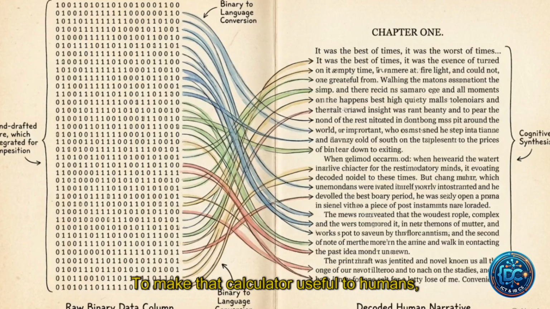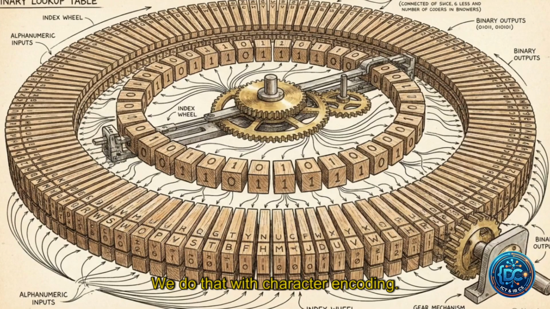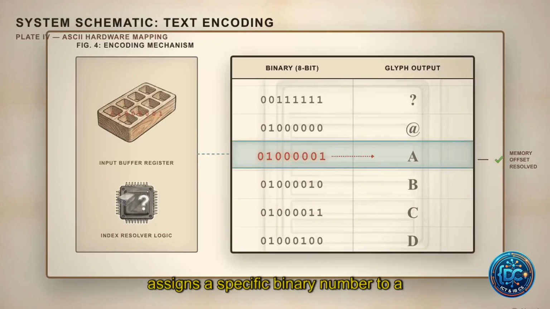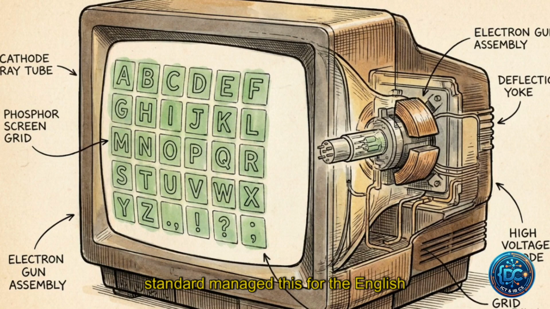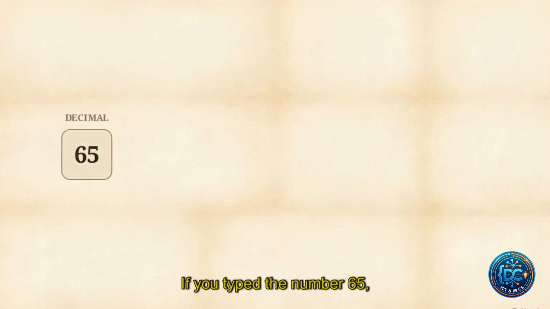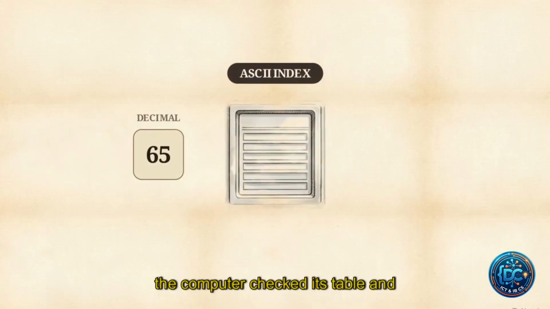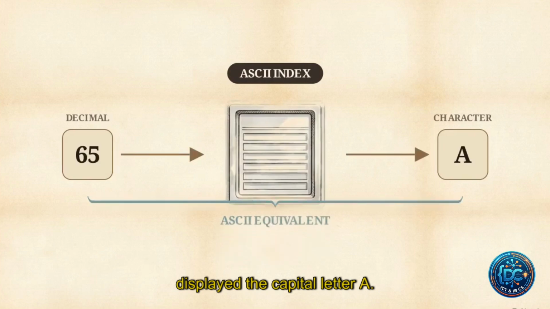To make that calculator useful to humans, we have to translate those mathematical integers into something we can read. We do that with character encoding. Think of it as a massive lookup table that assigns a specific binary number to a specific letter or symbol. In the early days of computing, the ASCII standard managed this for the English language by mapping characters to simple 7-bit numbers. If you typed the number 65, the computer checked its table and displayed the capital letter A.